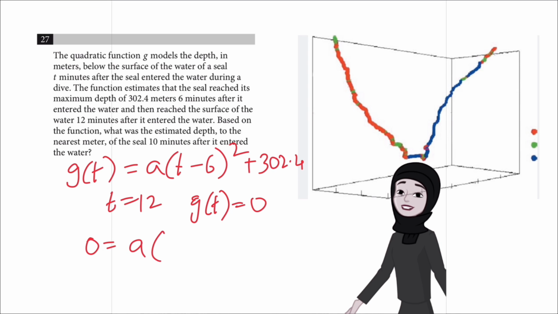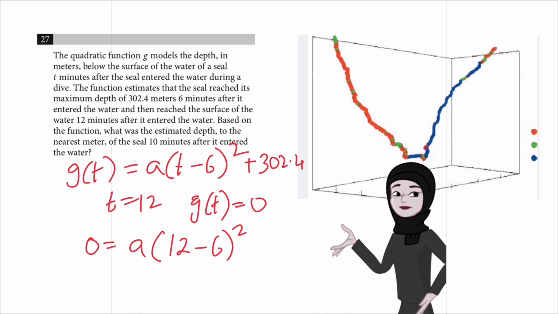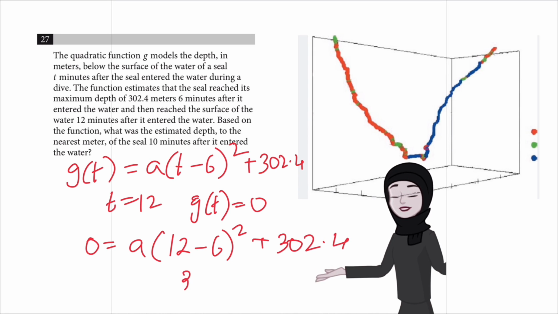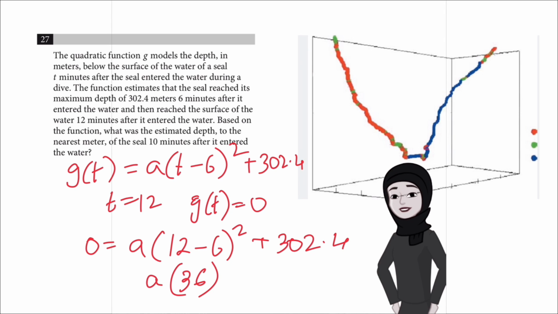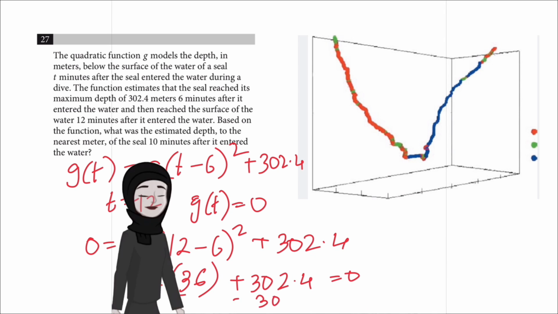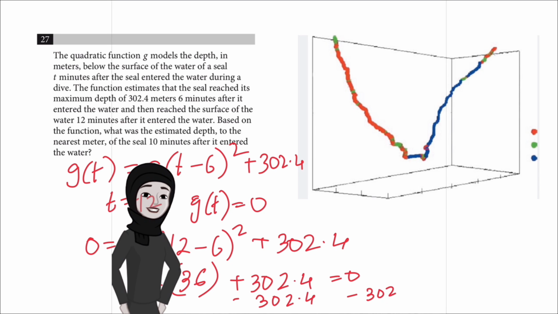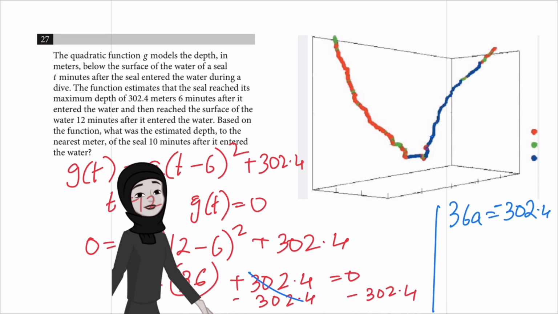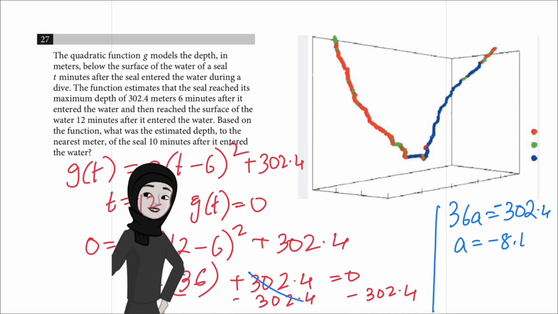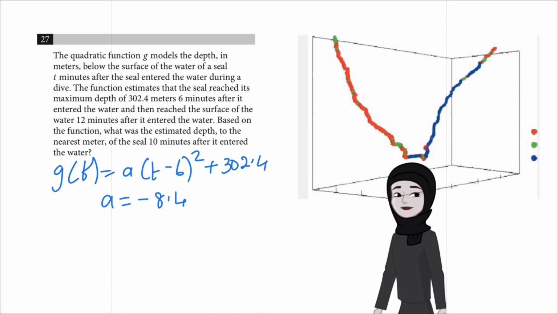0 is equal to a times (12 minus 6) squared plus 302.4. So 12 minus 6 is 6, 6 squared is 36. Now to solve for a, first let us subtract 302.4 on both sides. Now we just have to divide both sides of this equation by 36. So a will be equal to minus 8.4. Now in the g of t function we will substitute the value of a, minus 8.4.